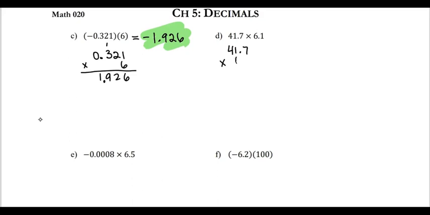41.7 times 6.1. So you have 7, 1, 4, 6 times 7, 42, 6 and 4, 10, and then 24, 25. Seven, 3, 4, 5, 2. I need 2 numbers behind the decimal point, so I'm going to start counting 1, 2. So 254.37, I have my 2 numbers behind the decimal point.